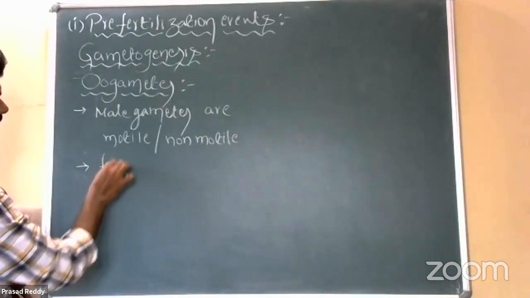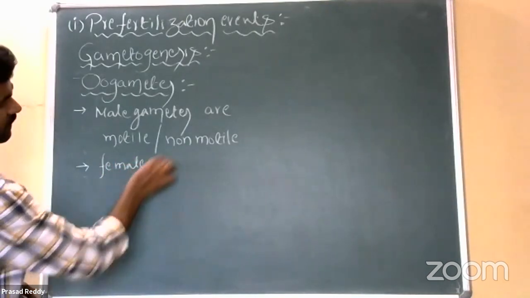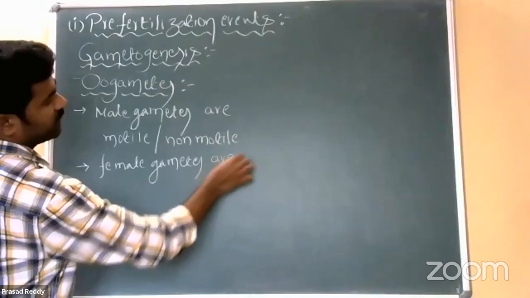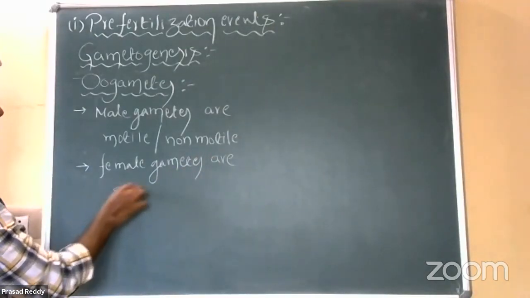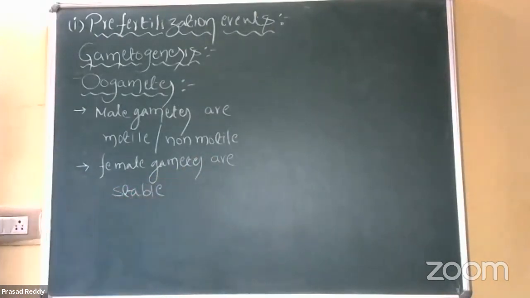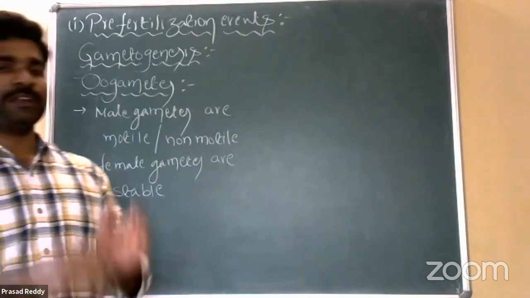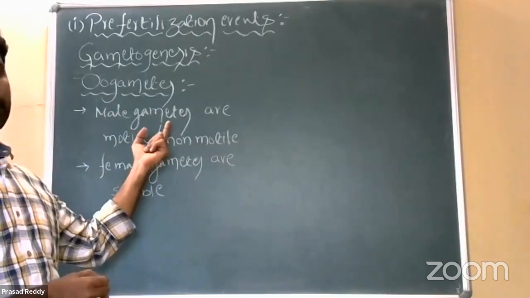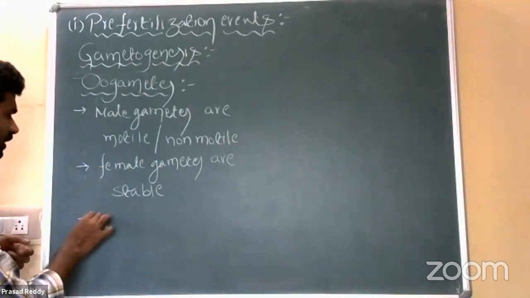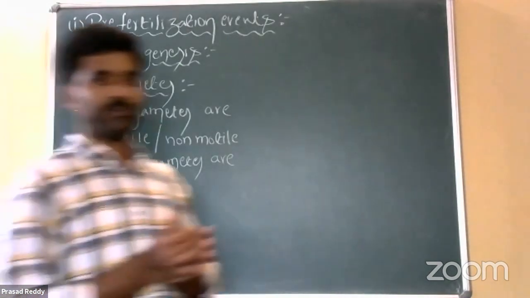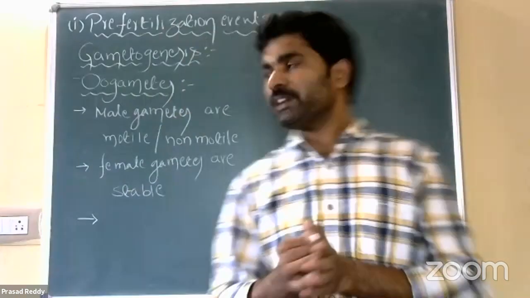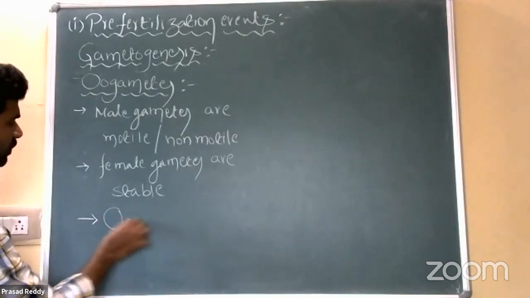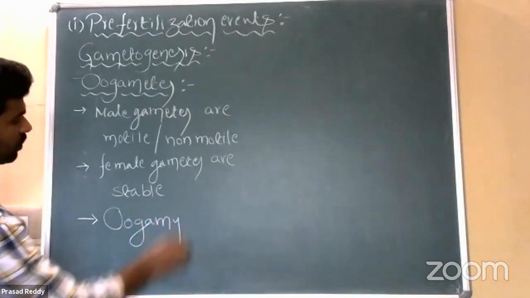Female gametes are stable or constant. It means they are non-motile, right? Female gametes are non-motile. Male gametes are either motile or non-motile. So this type of gametes is called oogametes. The type of gametic fusion is called oogamy.